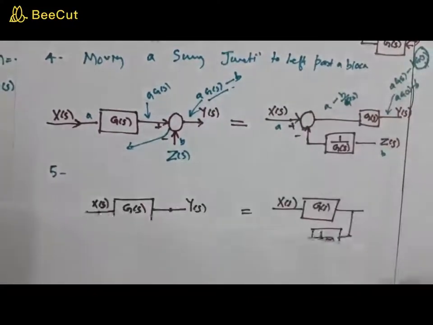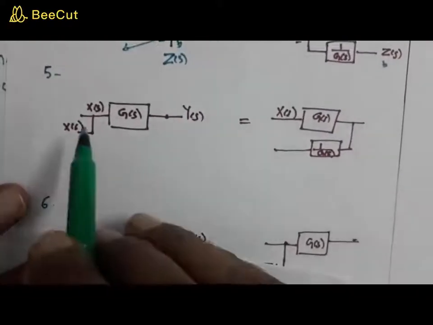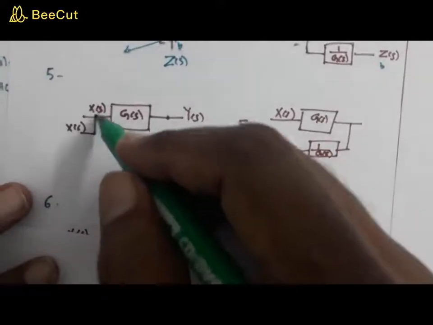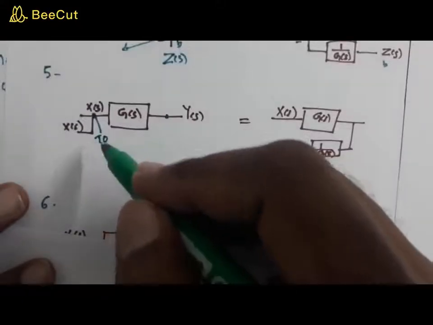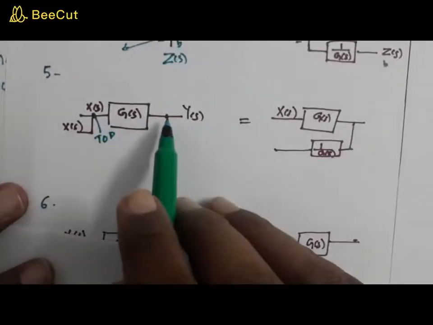Okay, now you have two more simple scenarios. Say here you have, what is this called? This point is called a takeoff point, TOP. Now this takeoff point I need to change to this position, after the block, right?